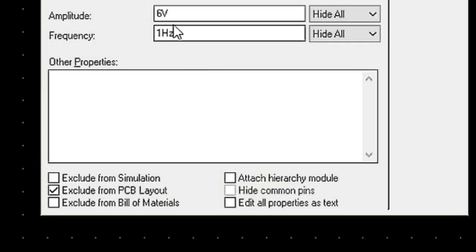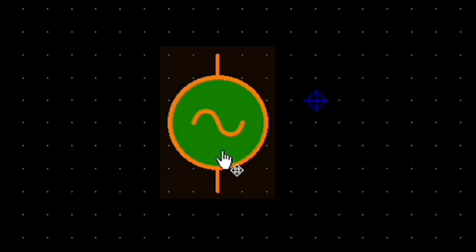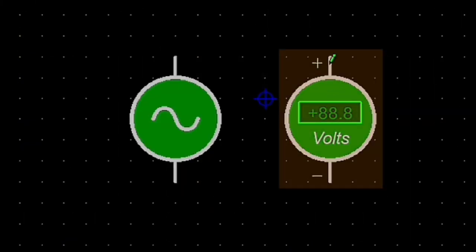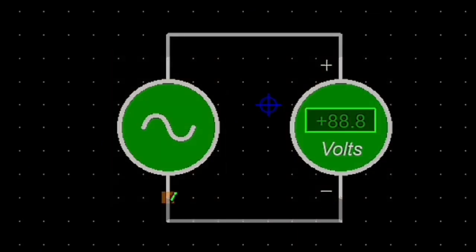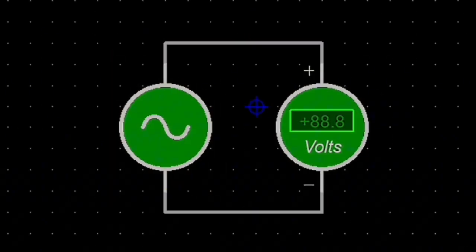I am going to insert the main alternator here, and this alternator value I am going to change to 220 volt, and the frequency is 0.1. And let me measure this voltage. I'm going to insert one voltmeter here and I will just connect here. Now I'm going to simulate this one.